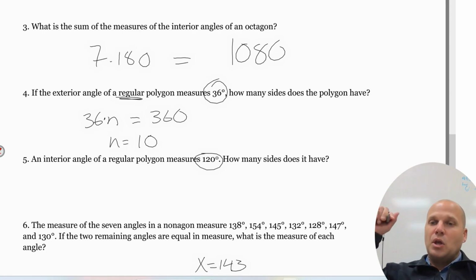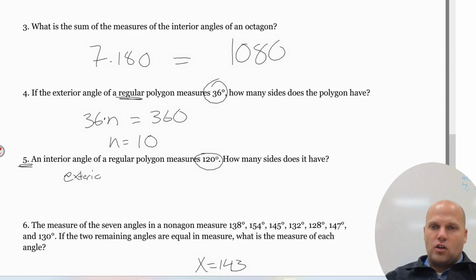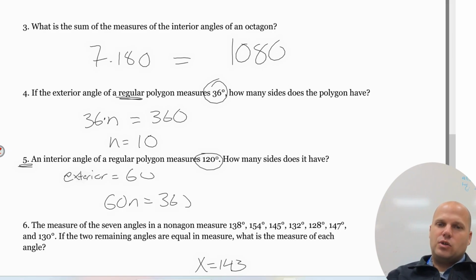Very easy. Then we go to question 5, and we realize it's going to be easier to work with exterior angles than interior. If the interior is 120, then the exterior of all of my angles has to equal 60. Well, how many 60s go into 360? Oh, it's got to be 6.